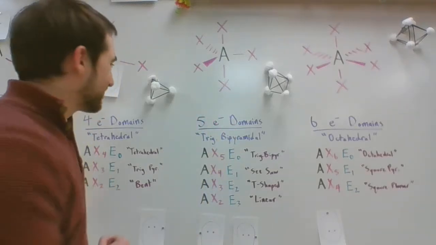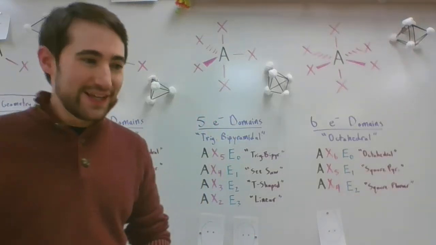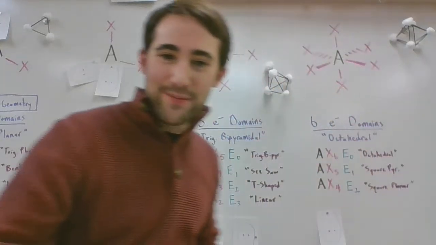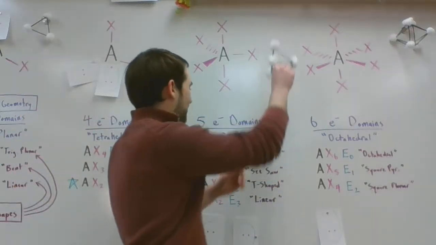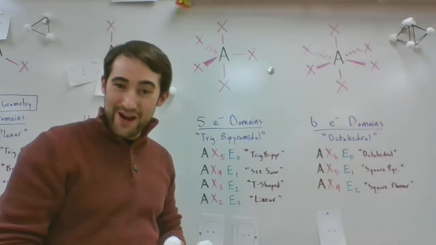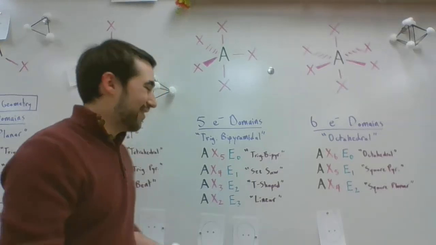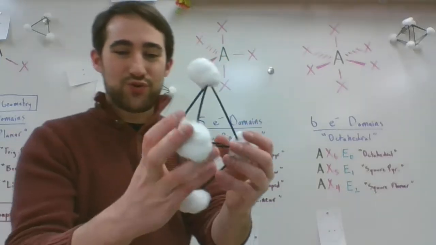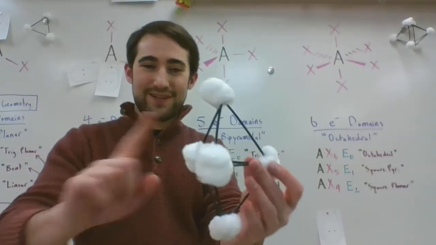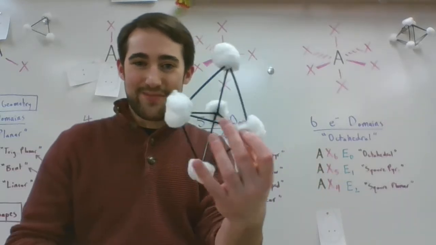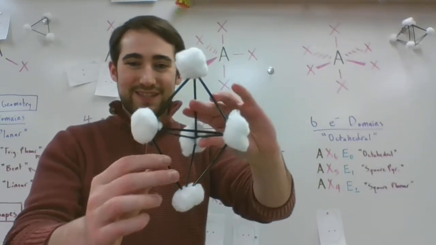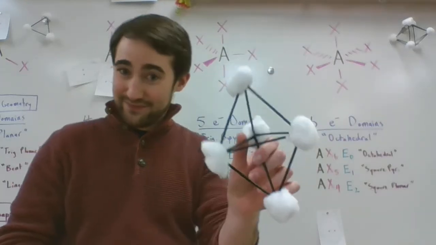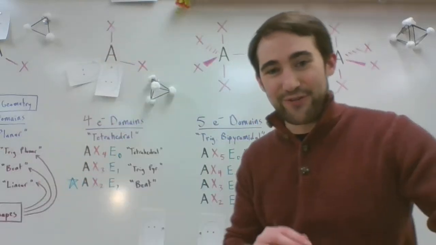5 electron domains. Okay, so when we have all bonded atoms, we get something like this. And the electron geometry has a shape called trigonal bipyramidal. Or we call it a trigonal bipyramid shape. It's like a trigonal pyramid, except we have one coming up on top and one on bottom there. So it's like 2 pyramids stacked base to base, and there's the triangle at the center. So that's our electron geometry for 5 electron domains.